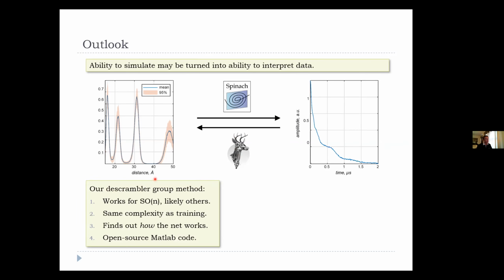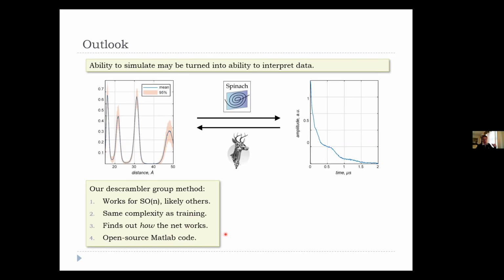So this Descrambler group method is novel. We are the first people to ever find out how exactly a fully connected network works. All the previous interpretability was for convolutional networks, where concepts exist, like image processing and so on. This is the first time we actually opened up an abstract transformation that doesn't have any identifiable features or concepts. For the descrambling, it's the same complexity as training. So if you train something on a hardware, you can also descramble it.